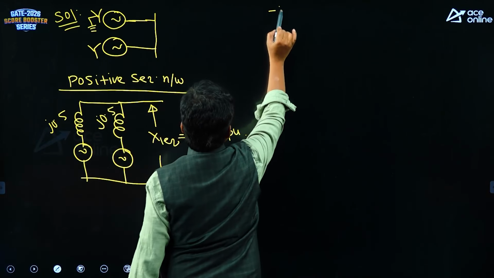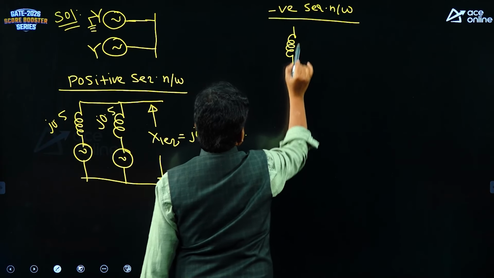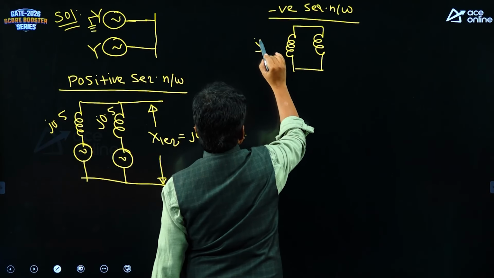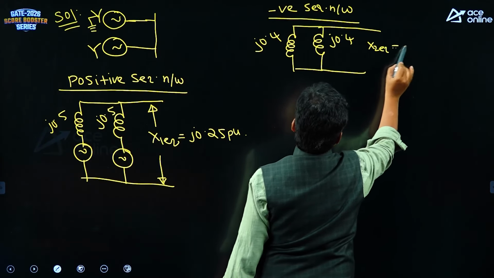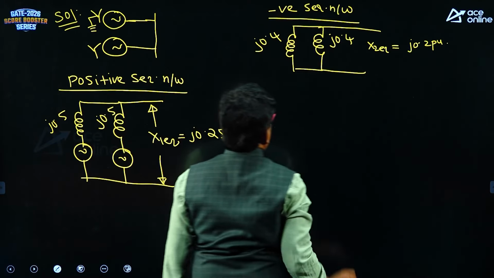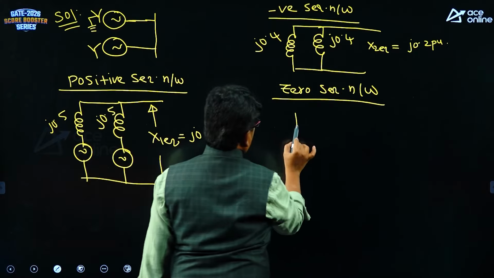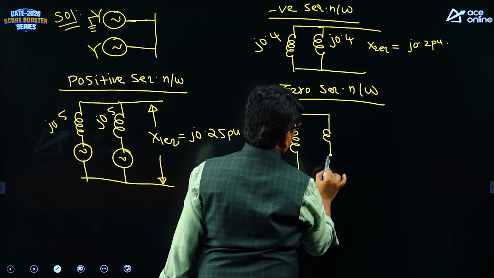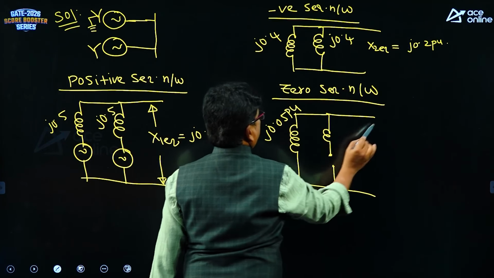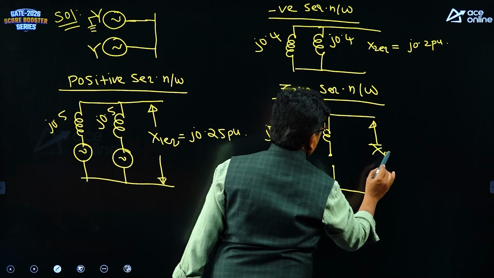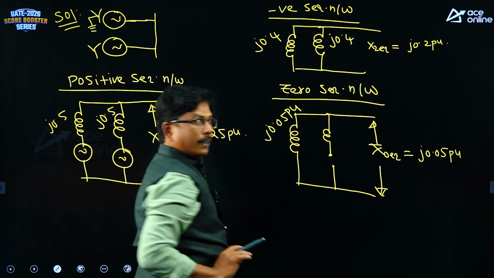See the negative sequence. Negative sequence network. This is J 0.4, J 0.4. Here you can calculate X2 equivalent. It is J 0.2 per unit. See the zero sequence network. The zero sequence network will be, first one is solidly grounded, second one is neutral isolated, right. So it is J 0.05. So that X naught equivalent is J 0.05 per unit. That is the value of X naught equivalent. Fine.